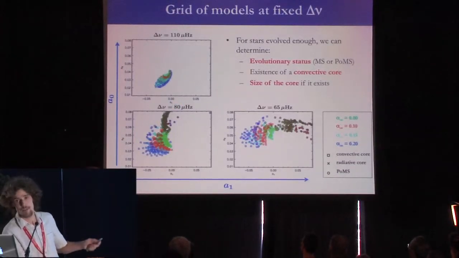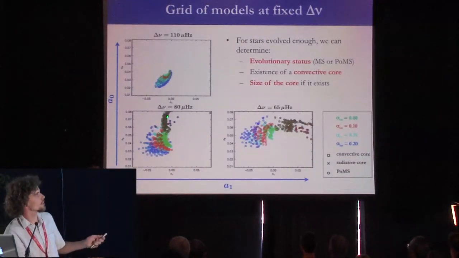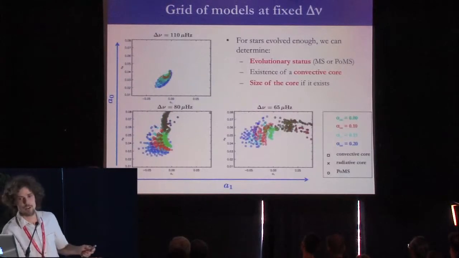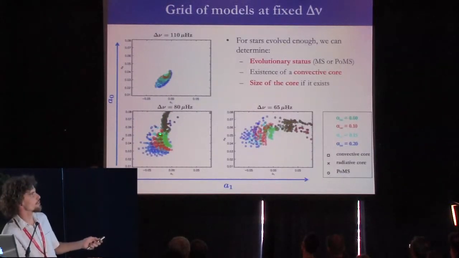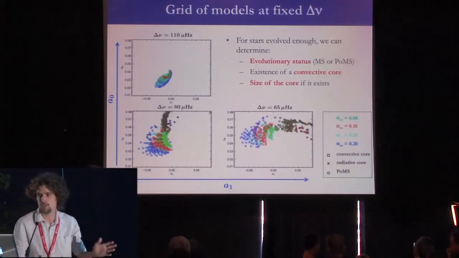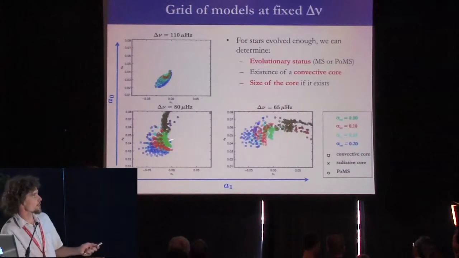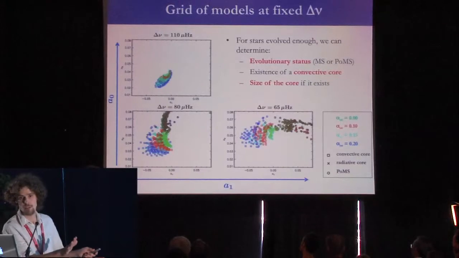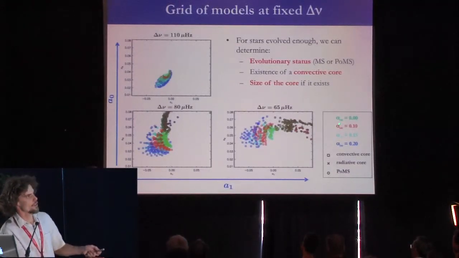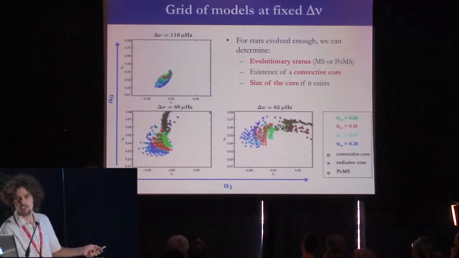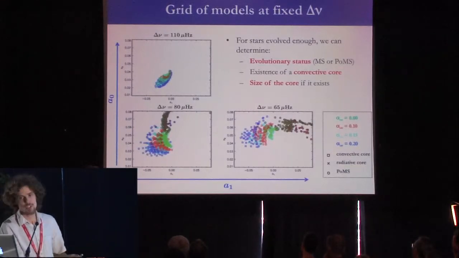The lowest mass stars now are in the post-main sequence, and you see that they occupy a location in the A1, A0 plane which is very different from that in the main sequence, which gives you the prospect of telling the difference between main sequence stars and post-main sequence stars. And something interesting here is that for the main sequence stars, which now have convective cores, the locations of points with 0, 0.1, or 0.2 overshoot hardly overlap. So this gives you the prospect to actually tell which overshoot you have.